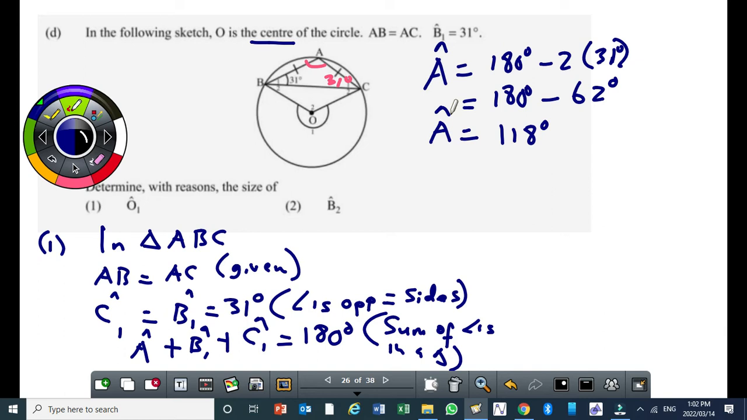Okay. Please be aware that you cannot get O1 without getting angle A first. So, all this working out up to there is to calculate A first. Then, after getting angle A, you can now say angle A is half of angle O1 because it's an angle at the circumference. Therefore, it's a half of O1.